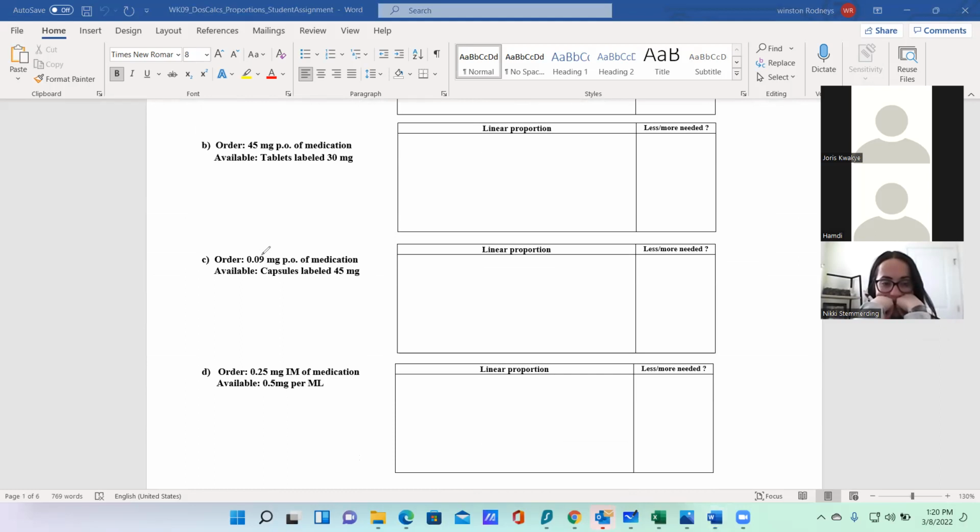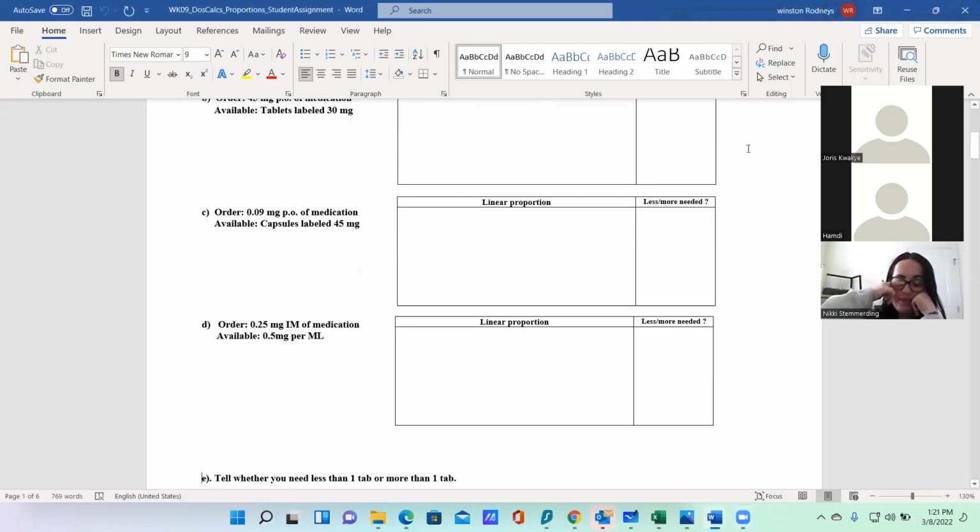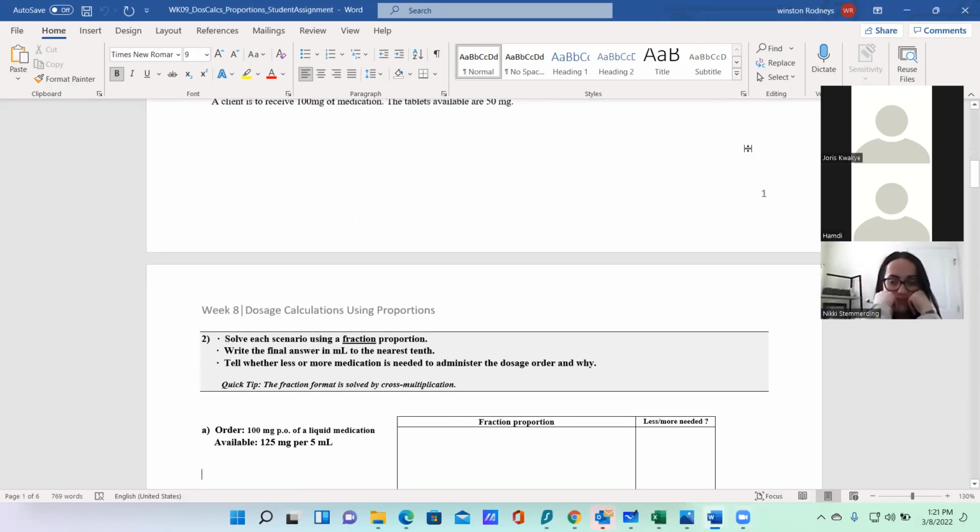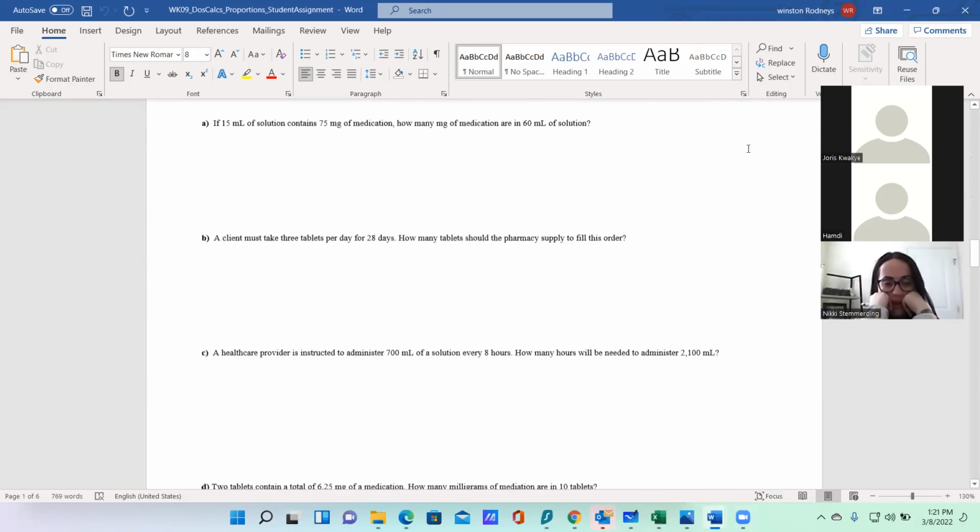This is supposed to be 0.09 grams. So please, when you're doing the homework, change this to grams. It should be grams, not milligrams. Okay? It's 0.09 grams. Number, I think it's 1C. Yeah, okay, so that's what it was. All right.